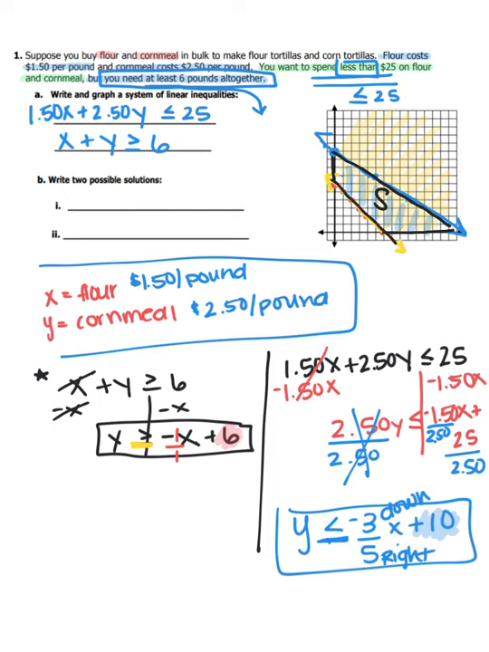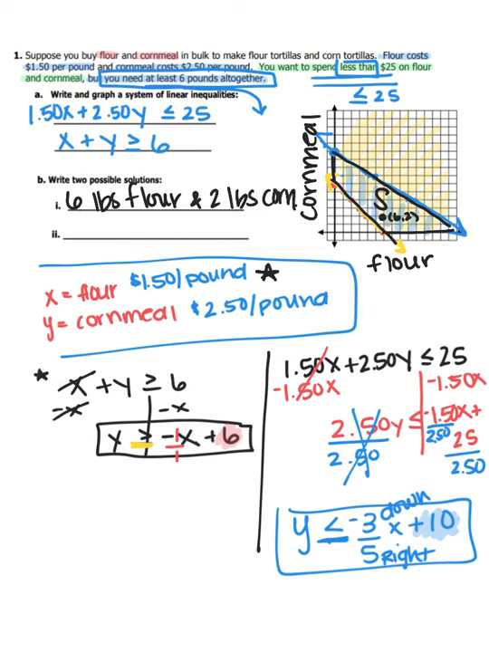Now where it says write 2 possible solutions, you can literally pick anything. Remember, we said flour was the x, and we said cornmeal was y. Remember, y is the one that goes up and down. So pick anything, it really doesn't matter. Let's just say I pick 6 pounds of flour. That would mean my x coordinate is 6, so I have to go over 6: 1, 2, 3, 4, 5, 6. I don't know, we could say up 2. That is a solution, 6, 2, because it's in that shaded region. So there's 6 pounds of flour and 2 pounds of cornmeal.